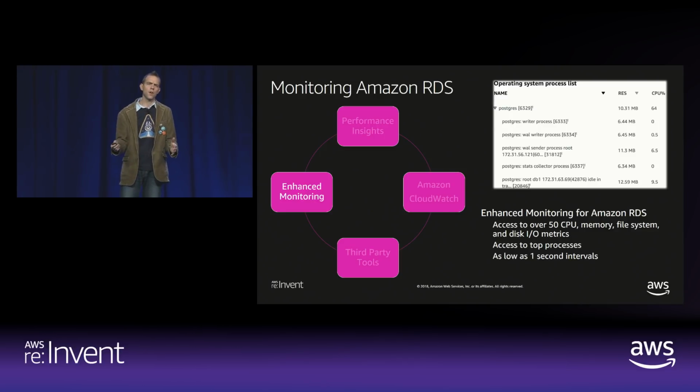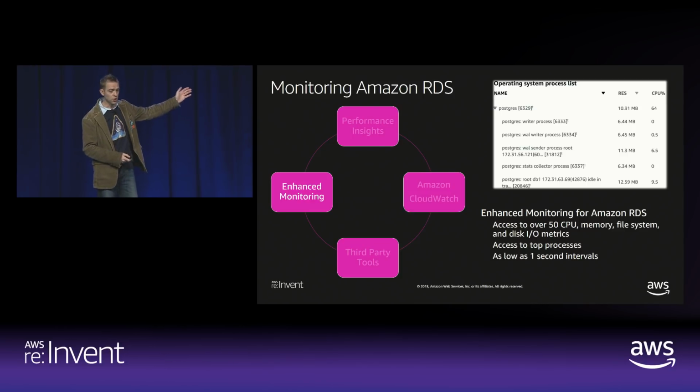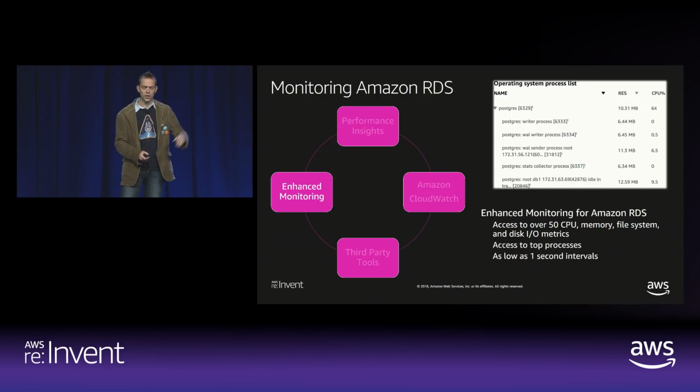And that level of granularity is invaluable when you're troubleshooting. So I would encourage you to flip on Enhanced Monitoring and run it with a low level of granularity. Don't do it at like a minute. It's really valuable to have less than that.